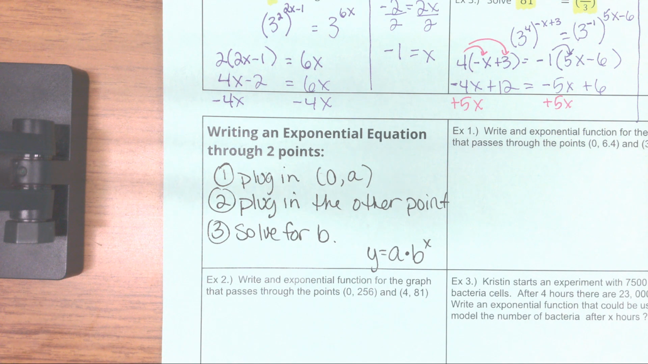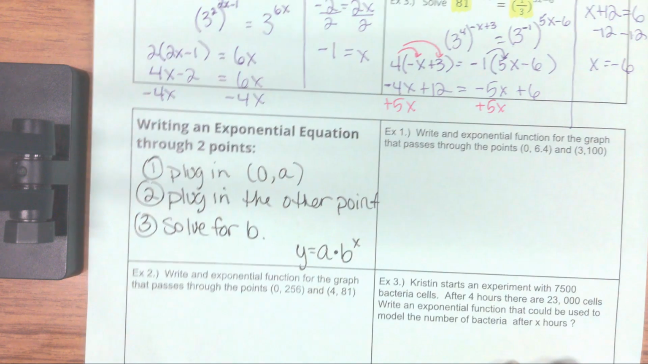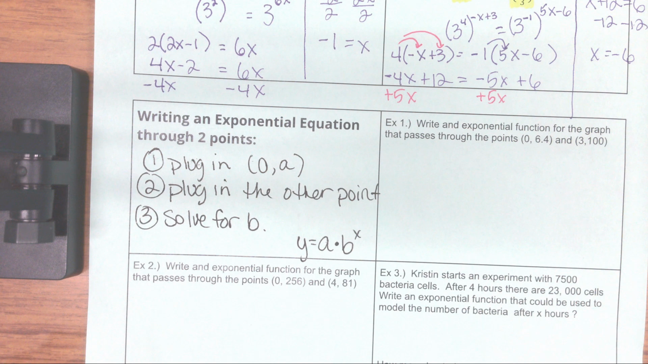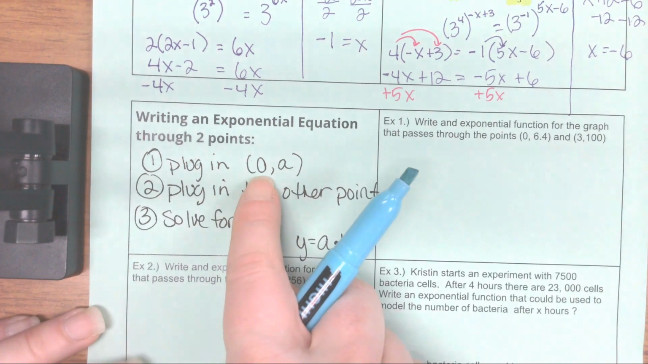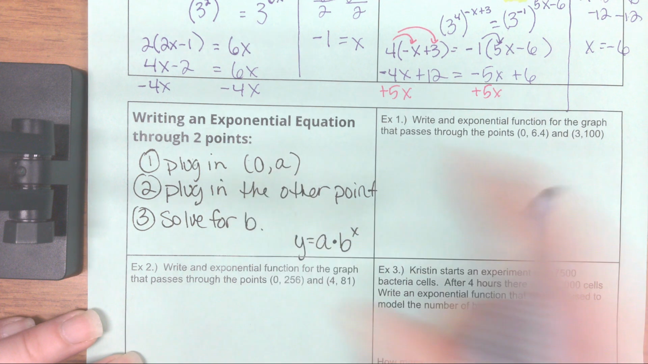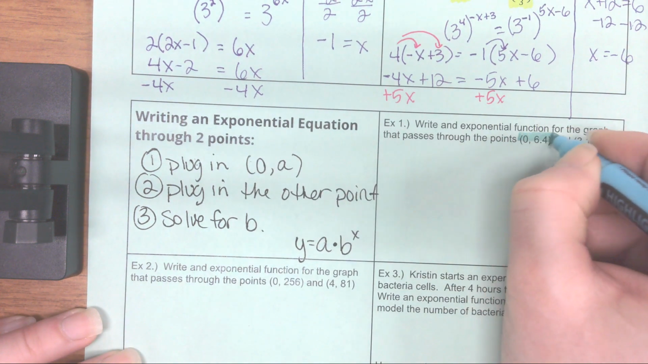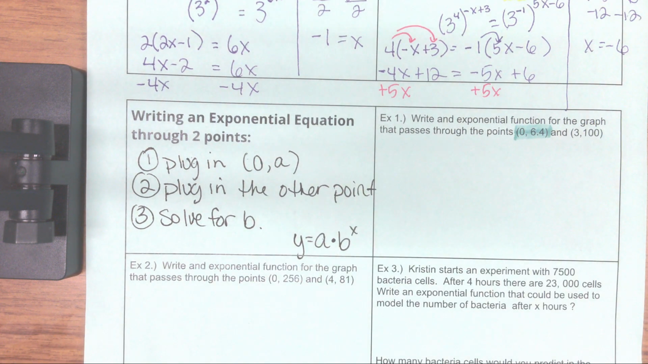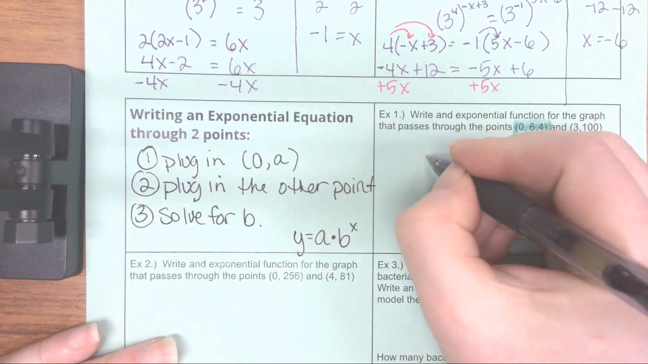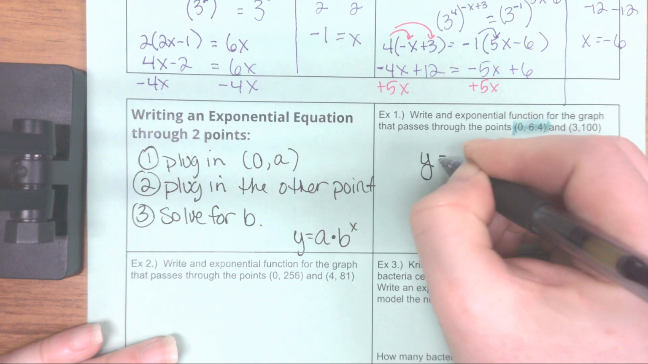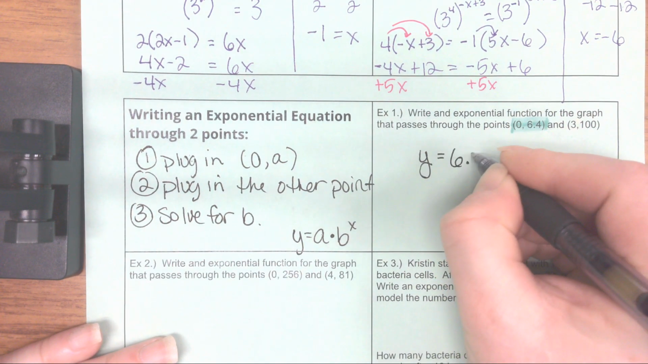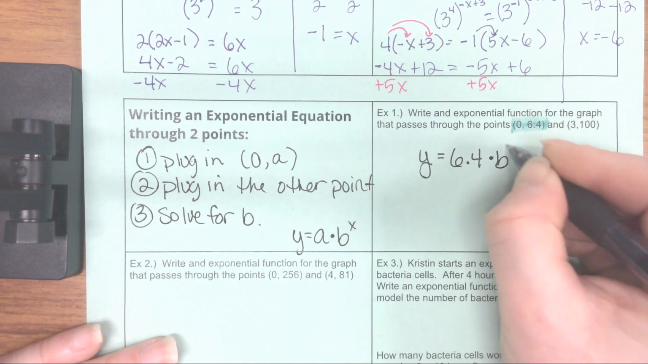Alright, so let's take a look at this first one. I'm going to be giving you an initial condition, or the y-intercept, which is my a. That's what I mean by the point (0, a). So in this example, that's the point (0, 6.4). So step 1, I'm going to plug that in. So I know my equation is y equals 6.4 times b to the x.